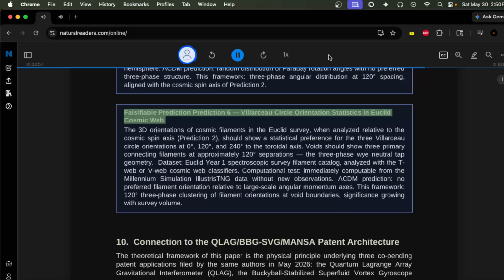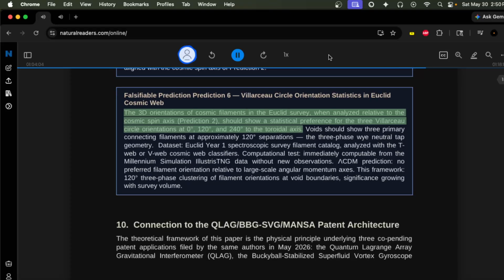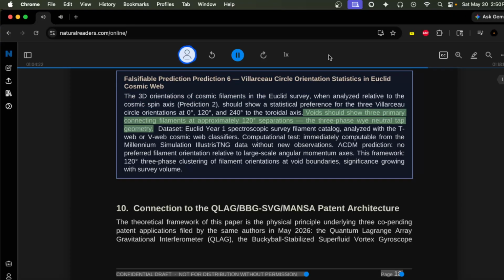Falsifiable prediction. Prediction 6, Villarceau circle orientation statistics in Euclid cosmic web. The 3D orientations of cosmic filaments in the Euclid survey, when analyzed relative to the cosmic spin axis, should show a statistical preference for the three Villarceau circle orientations at 0 degrees, 120 degrees, and 240 degrees to the toroidal axis. Voids should show three primary connecting filaments at approximately 120 degrees separations, the three-phase Y-neutral tab geometry.